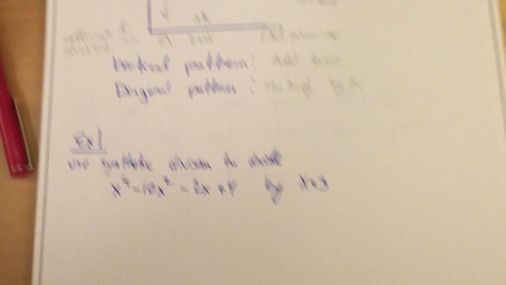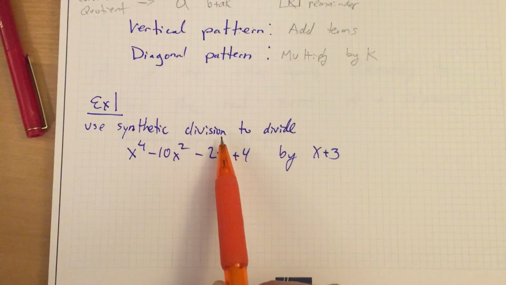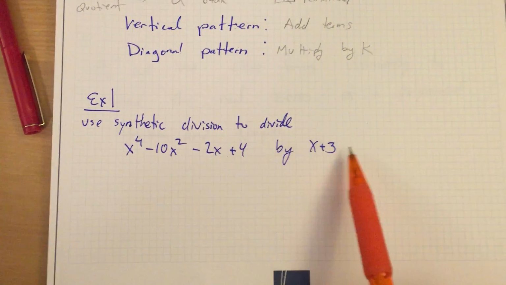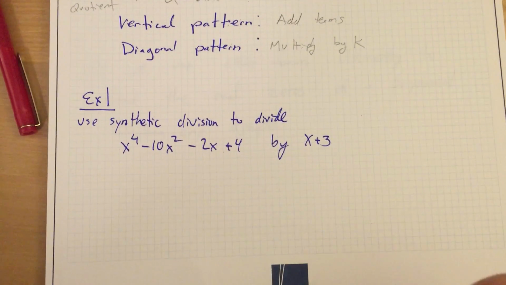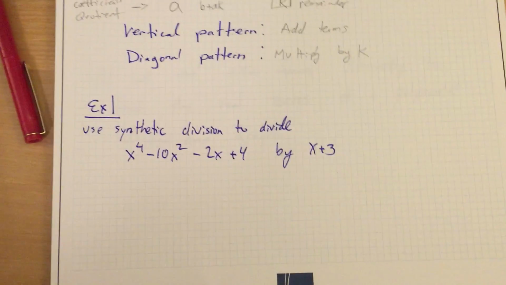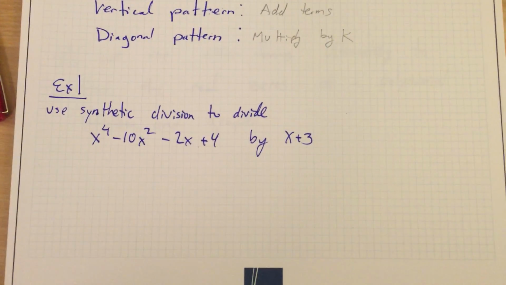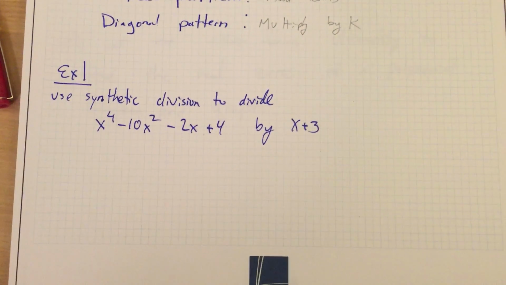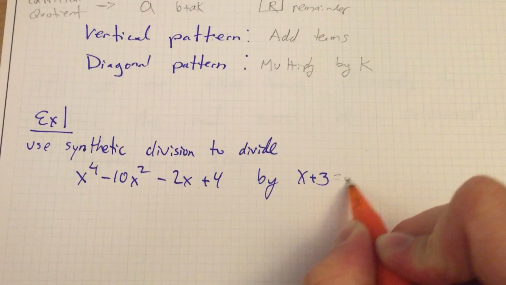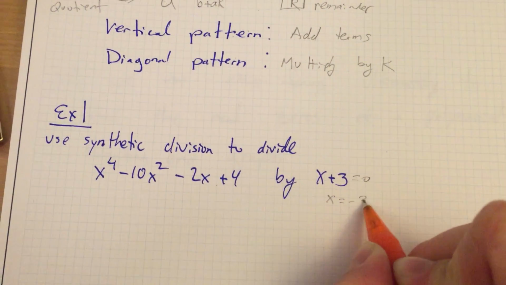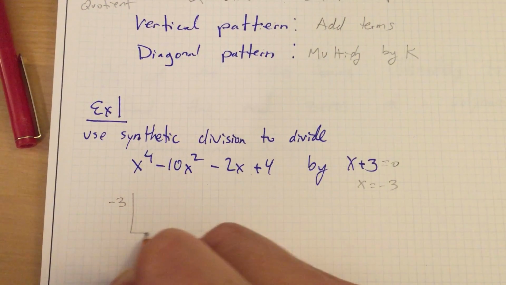with our first example. Okay, so I'm going to use synthetic division to divide this polynomial by this one. All right, so take a moment to copy that down. You might have to pause it. So the first thing I am going to do is take my divisor and set it equal to 0, right? So I'm going to get x is equal to -3. So -3 on the outside.